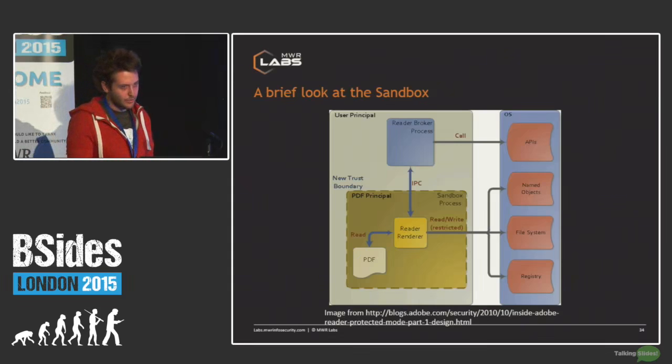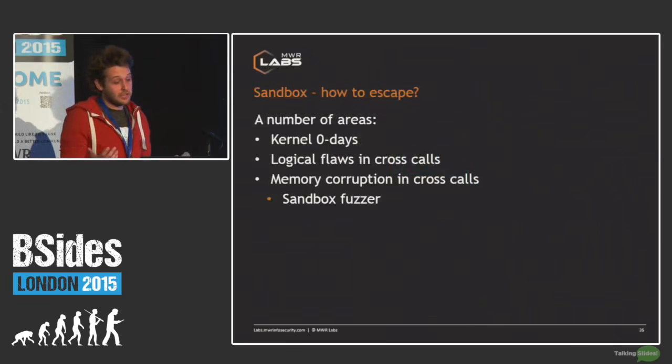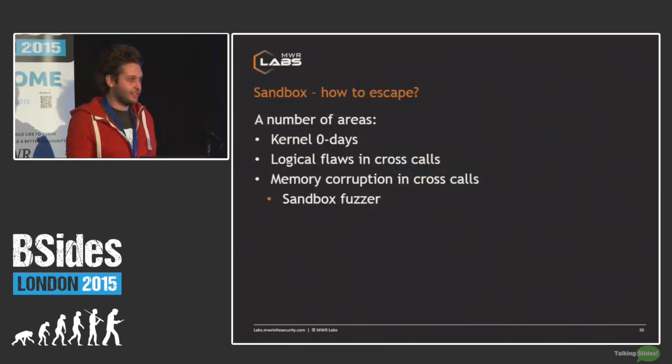So, as I mentioned, there are a few ways we can consider maybe trying to break out of this sandbox. A kernel 0-day, probably quite difficult, but it's certainly a thing you could consider. And if you look at some of the Pwn2Own winners previously, that's some of the things that they have done. So, it's not to say that there aren't any bugs there. Logical flaws in the cross-calls? Yeah, okay. So Reader is continuously adding new features which need to be implemented in the sandbox. There's certainly no reason to think that they wouldn't have made mistakes there. But one of the ways we're looking at is memory corruption in the cross-calls.